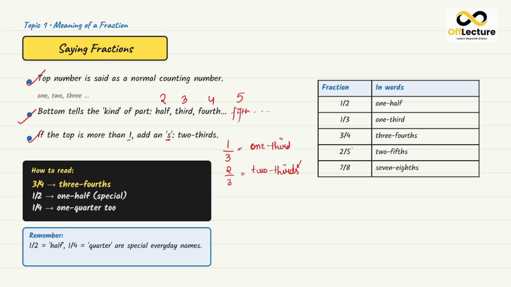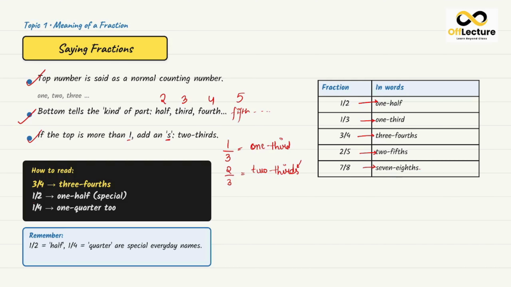If you see these fractions in words, 1 by 2 is known as 1 half, 1 by 3 is known as 1 third, 3 by 4 is known as 3 fourths, 2 by 5 is known as 2 fifths, and 7 over 8 is known as 7 eighths.